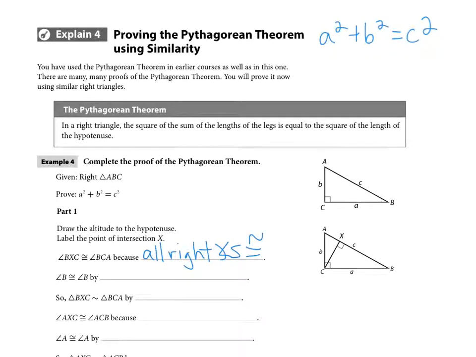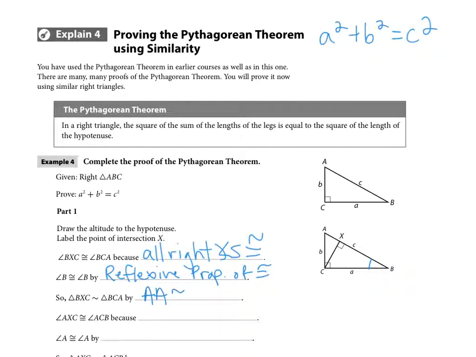Angle B right here is going to equal angle B again because of the reflexive property. And so triangle BXC is similar to BCA. That's this right triangle here, the medium-sized triangle, if you will, to triangle BCA, the big one, because we've got 2 angles that are congruent, so that's the angle-angle similarity theorem.